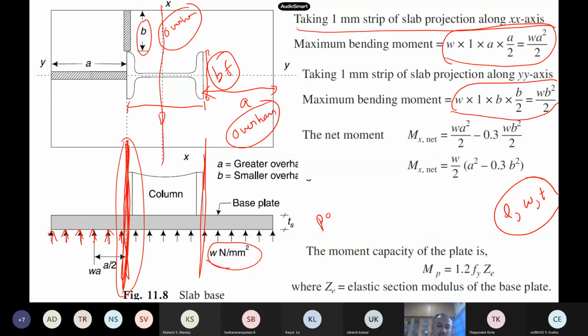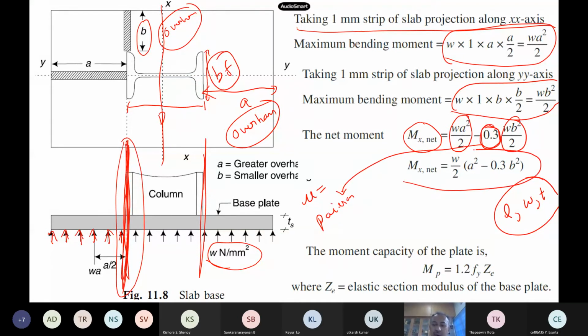And if I assume the Poisson's ratio, how much is the Poisson's ratio for steel? Previously we have done this, right? What is the Poisson's ratio for steel? In plate buckling we have seen that, we have to use that mu. What's the Poisson's ratio of steel? Any of you remember? 0.3. Okay, so the net moment will be WA square by 2 minus 0.3 WB square by 2. This 0.3 stands for Poisson's ratio. So this is my net bending moment here.